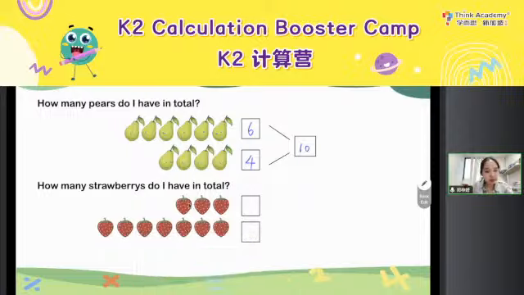Count it. 1, 2, 3. For the first row, I have 3 strawberries. For the second row, still count it. 1, 2, 3, 4, 5, 6, 7. 7 for the second row. Now, can you count it? Count all the strawberries and tell me how many strawberries I have in total. 5 seconds, okay?